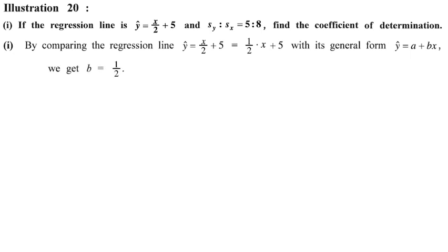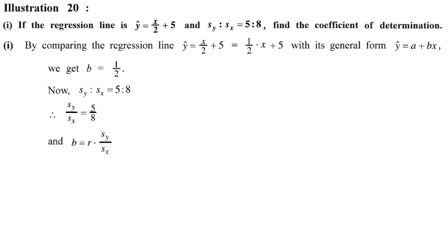B is not 5. Some students make a mistake thinking that the first value is a and the second value is b. They are wrong. The value which is multiplied with x is b, and the value which is standalone is a. Here 1 upon 2 is multiplied with x, so b is 1 upon 2. What we are supposed to see here is that sy is to sx as 5 is to 8, and therefore sy upon sx can be taken as 5 upon 8. We are supposed to find the coefficient of determination, but before that we need the coefficient of correlation, that is r, because determination is r square. How can we get r?